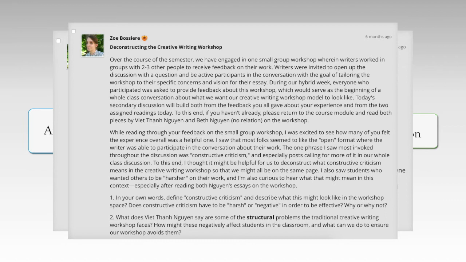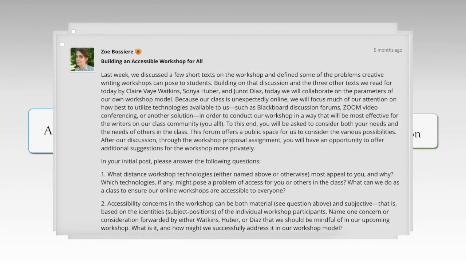Students learned more about the context of why we were approaching our workshop collaboratively and saw examples of how certain traditional workshop practices can be harmful to writers. Next, we had a whole class discussion about the parameters of our workshop, such as how we would meet to discuss student submissions, how involved writers should be on their workshop day, and more.